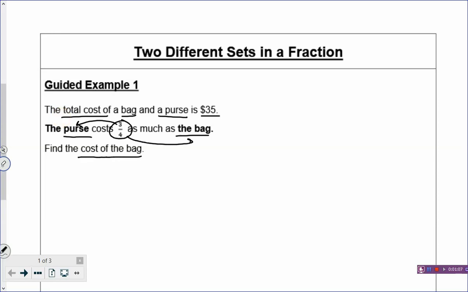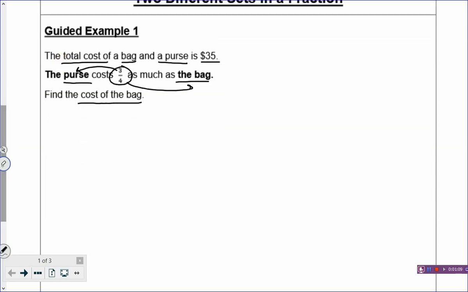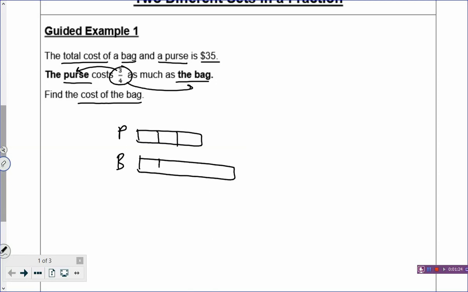Once you recognize what this fraction is about, you can start to draw the model. It means that the purse has 3 boxes. So you draw a rectangle and cut it into 3 boxes, and the bag has 4 boxes, so you draw a rectangle cut into 4 equal parts. Now you can see that if you are able to interpret the fraction, it is actually quite easy to draw out the problem.